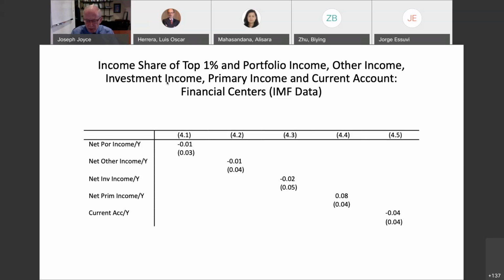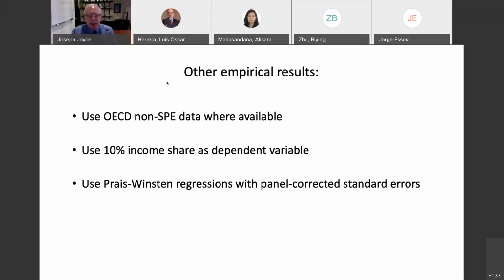Okay. I have other results to date. I use the OECD non-SVE data where available and basically get pretty similar results. Not a surprise because there aren't that many countries with SVE data. I use the 10% income share as my dependent variable, come up with pretty similar results. So that seems to hold up. And I also use Prais-Winsten regressions with panel corrected standard errors to account for some of the econometric issues that show up when you do this type of regression. So those are among the things I've done to date.